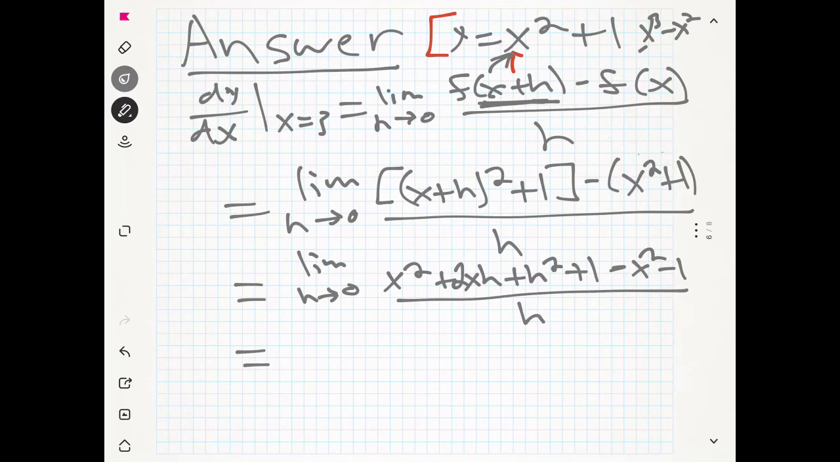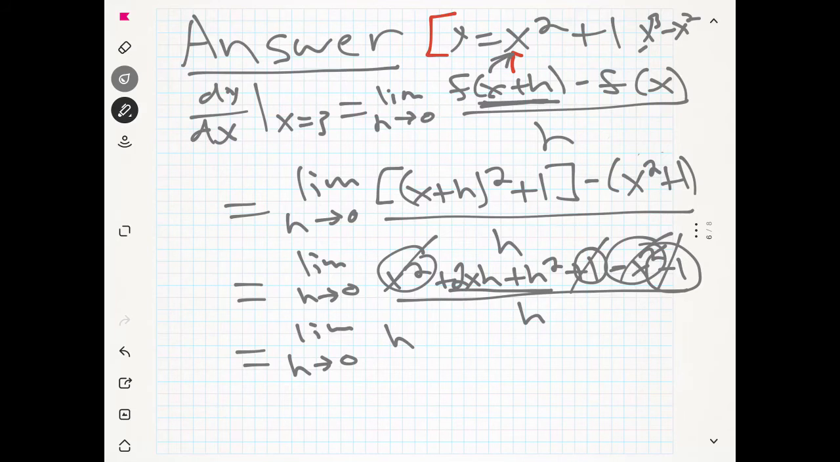All right, and notice how the limit stays. I'm not doing anything to it until the very end. What I can see from here is that these two cancel out, because a negative and a positive cancel each other out. This negative 1 cancels out with this positive 1 for the same reason. And so all we're left with is h squared plus 2xh, all over h. Sorry if this looks like an n, but it is an h.